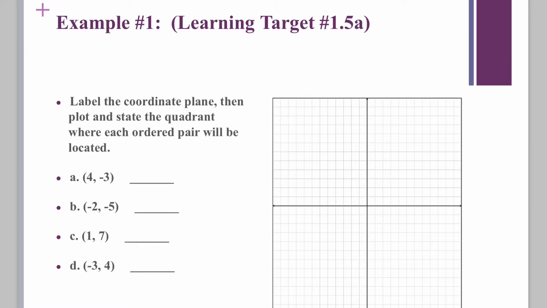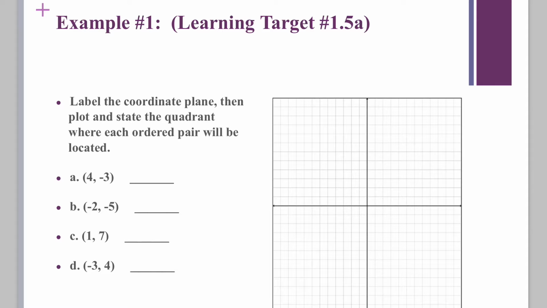Looking at example 1, highlighting learning target number 1.5a. What we want to do is label the coordinate plane, then plot and state the quadrant where each coordinate pair will be located. So go ahead, hit pause, see if you can work through each of these examples, and when you're finished, hit play again and we'll work through them together.